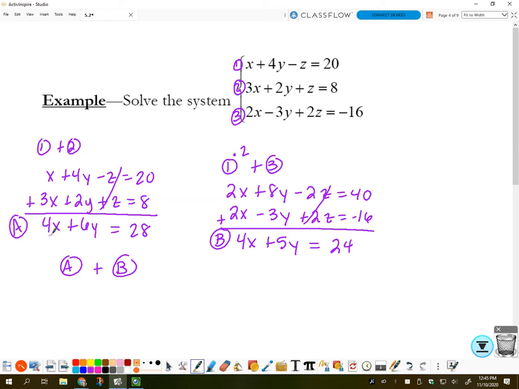So I think I can get the x's to go away pretty easy if I just take one and multiply it by a negative. So if I take the A and multiply it by a negative, it becomes negative 4x minus 6y equals negative 28. If I add B to that, these cancel. This gives me negative y equals negative 4. So y is equal to 4.